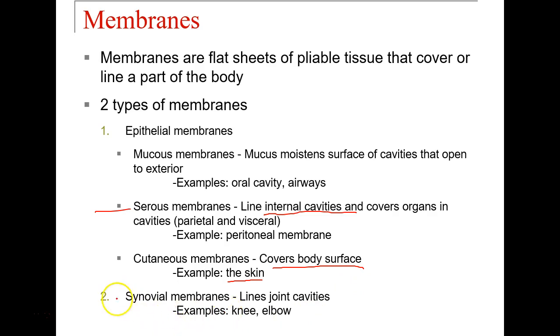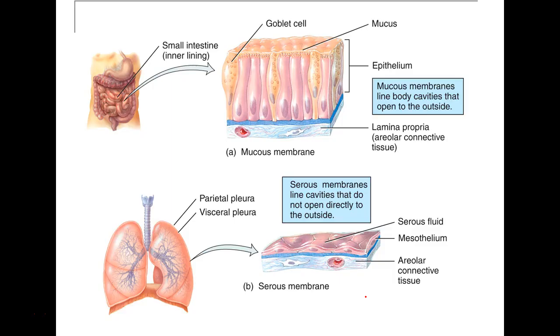Synovial membranes, this is the second type of membrane found in the body. We line joint cavities, and this is where we're going to have synovial fluid produced. So in joints such as knee, elbow, shoulder, hips, and we'll talk about those later on. So here are a few quick examples of those.